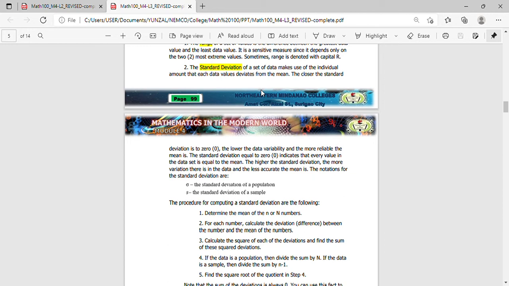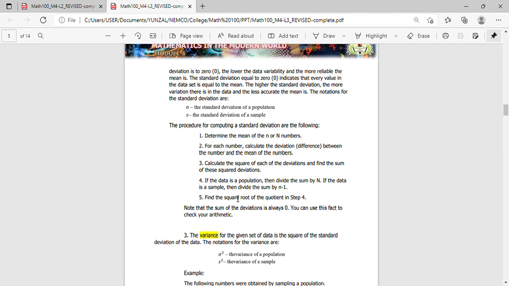And the higher the standard deviation, the more variation there is in the data and the less accurate the mean is. The notations for the standard deviation are this one. This is the symbol for the standard deviation of population, and S is the symbol for the standard deviation of a sample. So we have here the procedure on how we compute the standard deviation.